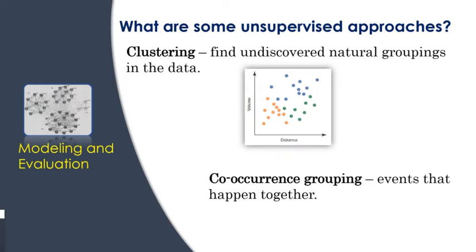If they have the minimum distance, they actually belong to the same group. So that is how we analyze the clustering. So we'll find the undiscovered natural groupings in the data. You can see that this is a group, this is a group, this is a group. So we can see how the clustering works. And co-occurrence grouping: events that happen together.